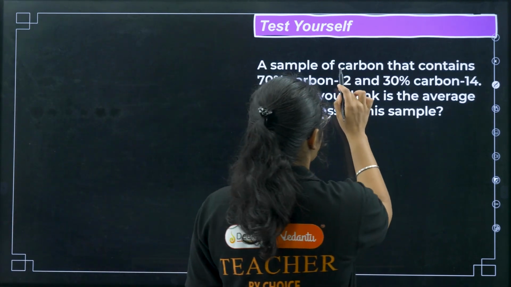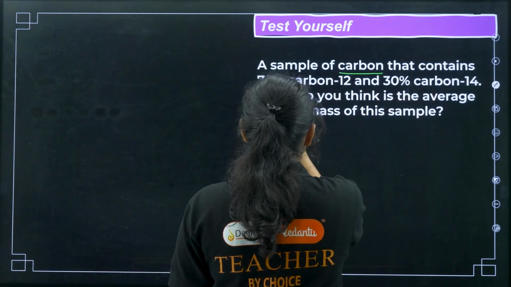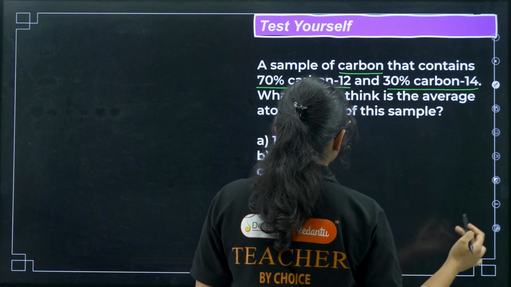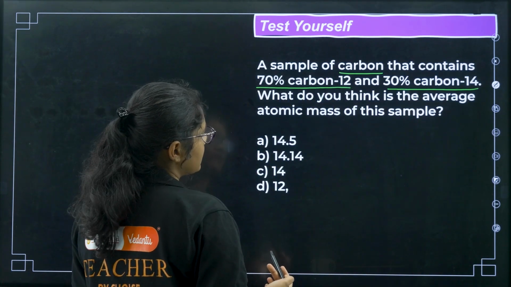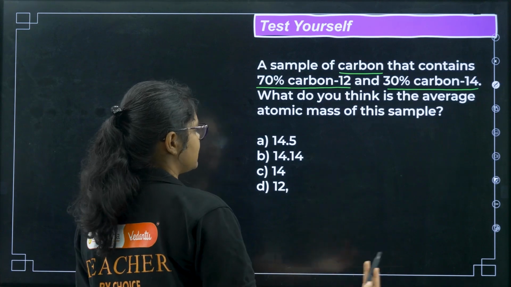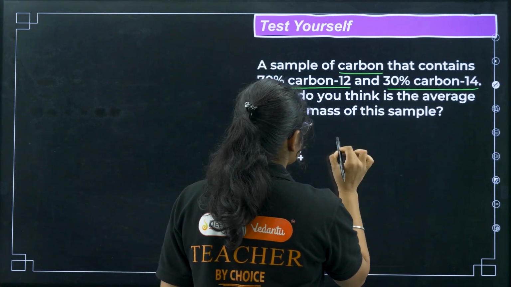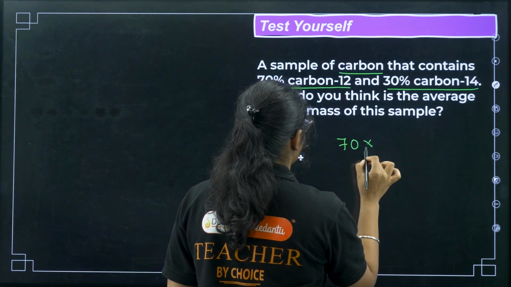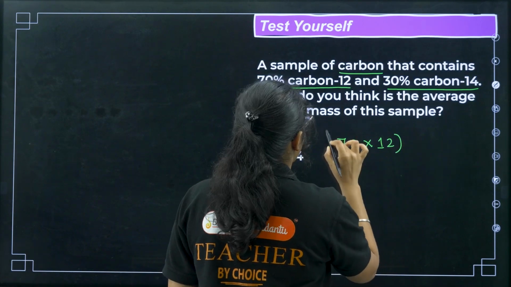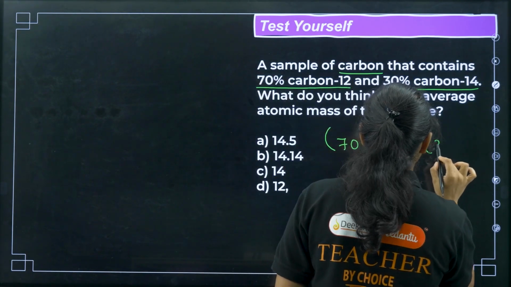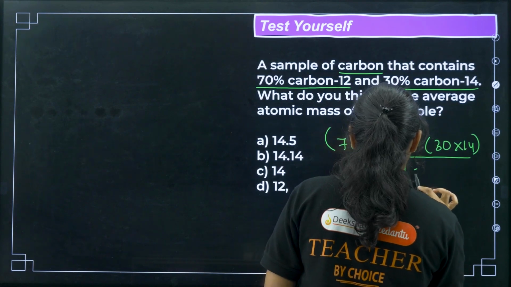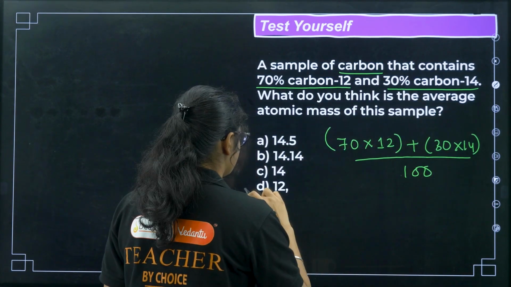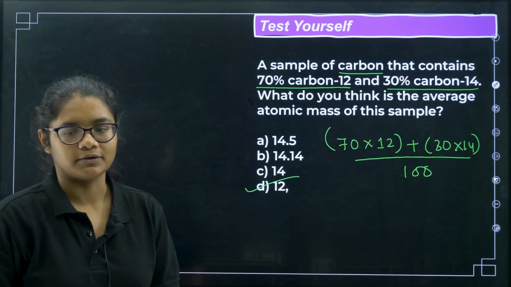A sample of carbon that contains 70% of carbon 12 and 30% of carbon 14. What do you think is the average atomic mass of this sample? So you can do this calculation very easily. That is 70 into 12 and 30 into 14, divided by 100. So if you solve this, you will be getting around 12. So answer is option number D.